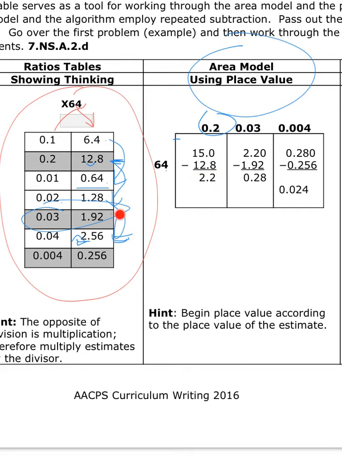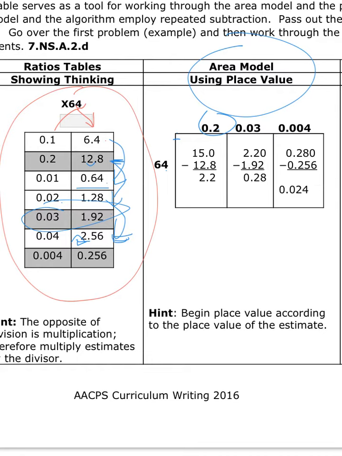You come back over to your ratio table, and you say, oh, 2.56 is too high, so it has to be 1.92. So you put in 3/100ths. So you have 2/10, 3/100ths, and 2.20 minus 1.92 leaves 0.28, or 28/100ths. Come back over here, you don't have anything near 28/100ths, so you move over a decimal place, and if you take your 4/100ths and move it over, you're doing 4/1000ths, and you end up with 0.256. Then 0.280 minus 0.256 leaves 0.024.